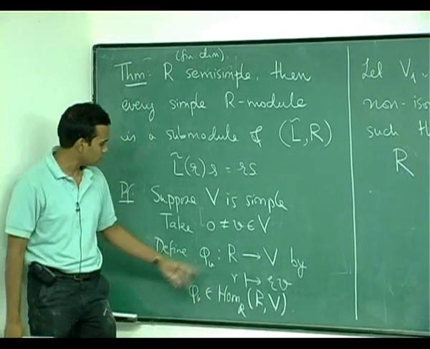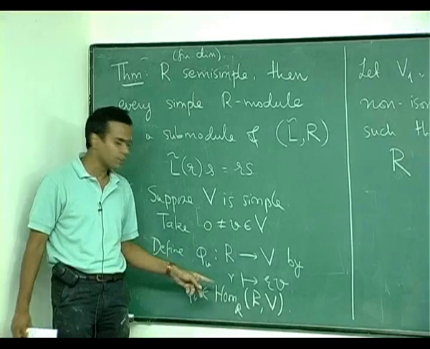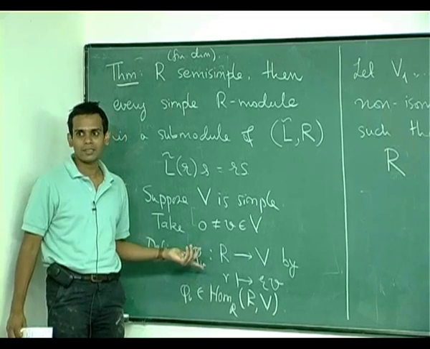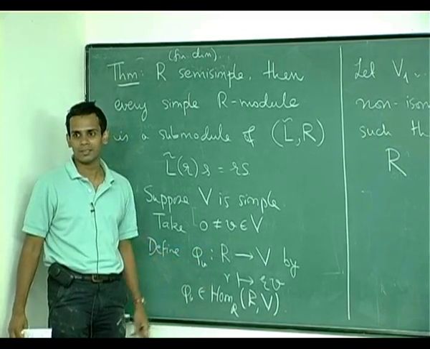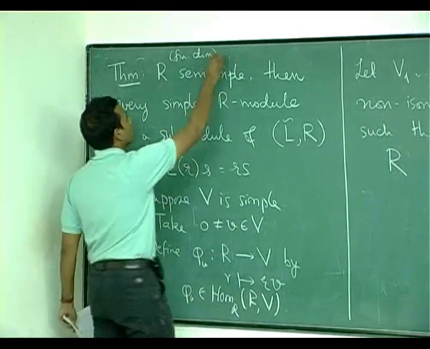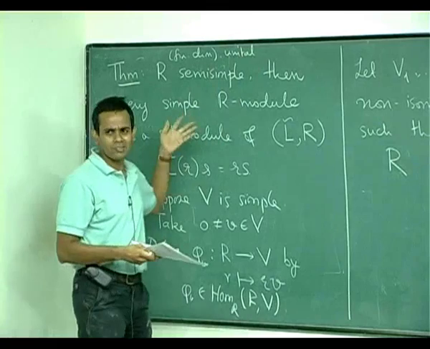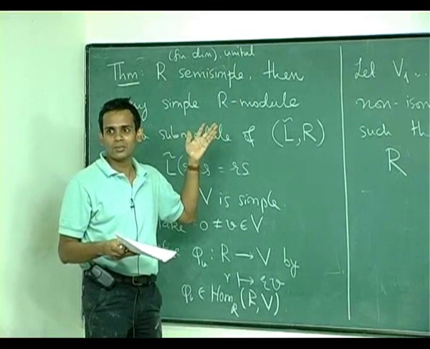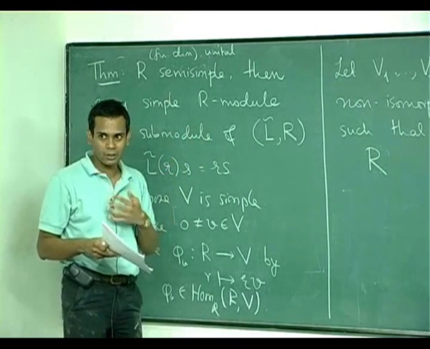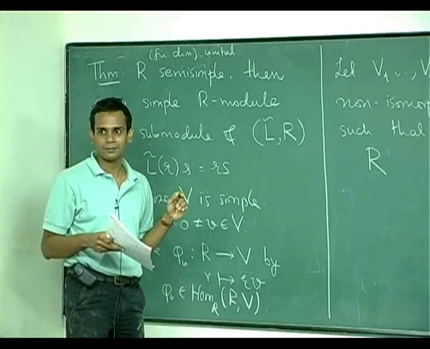Yeah, so here phi_v is non-zero at some element, and what is that element? It's the unit of R. So here I should probably add unit. These should all be hypotheses throughout this course, but it's interesting sometimes to see where they can be left out, because later on you may be interested in cases where these fail.